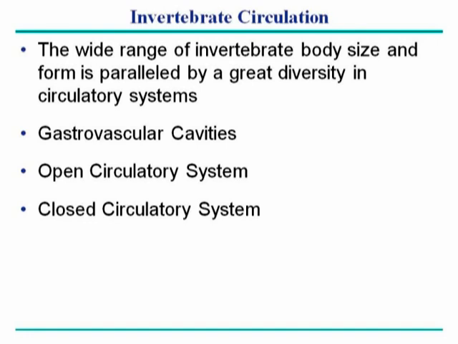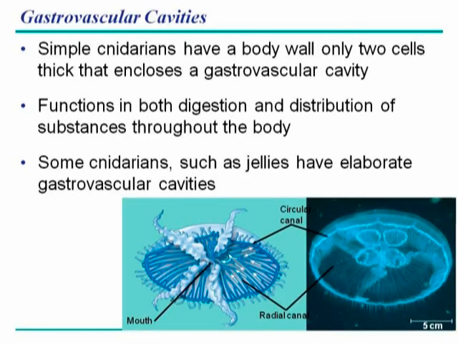Invertebrate circulation. The wide range of invertebrate body size and form is paralleled by a great diversity in circulatory systems: gastrovascular cavities, open circulatory systems, and closed circulatory systems. Each type of animal has its own kind of circulatory system or gastrovascular cavity.